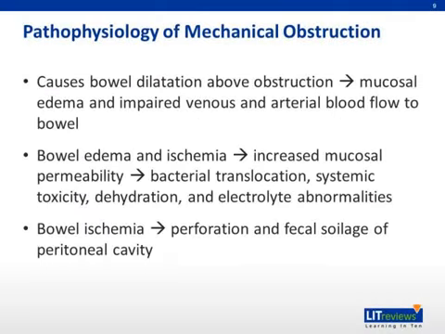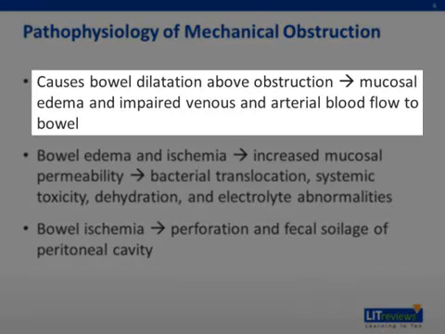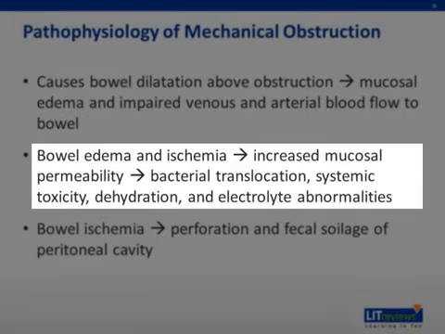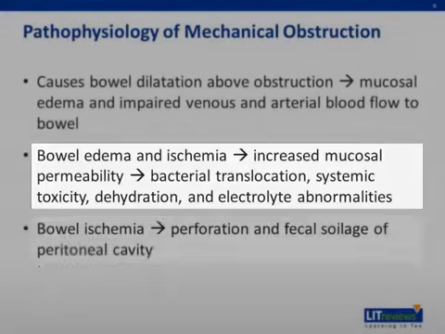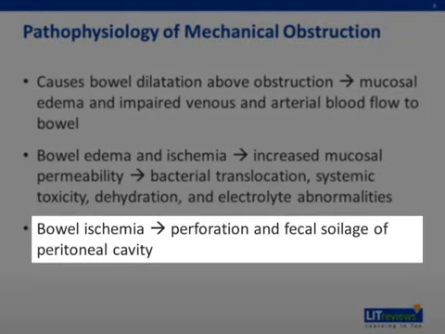Mechanical obstruction of the large bowel causes bowel dilatation above the obstruction, which in turn causes mucosal edema and impaired venous and arterial blood flow to the bowel. Bowel edema and ischemia increase the mucosal permeability of the bowel, which can lead to bacterial translocation, systemic toxicity, dehydration, and electrolyte abnormalities. Bowel ischemia can lead to perforation and fecal soilage of the peritoneal cavity.